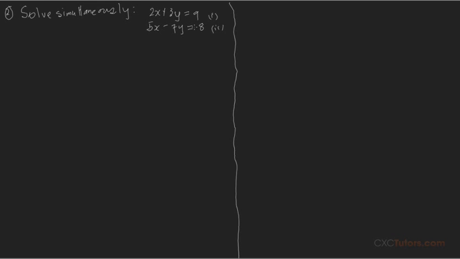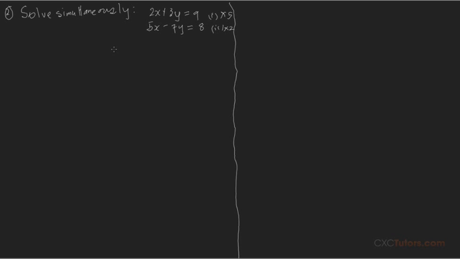Now for equation 1, I'm going to show you that if you eliminate the x and if you eliminate the y, you will still get the same result. So we're going to try and eliminate the x in this case. Remember, we're going to multiply equation 1 by 5, and multiply equation 2 by 2. 5 is the coefficient of the x in equation 2, and 2 is the coefficient of the x in equation 1.